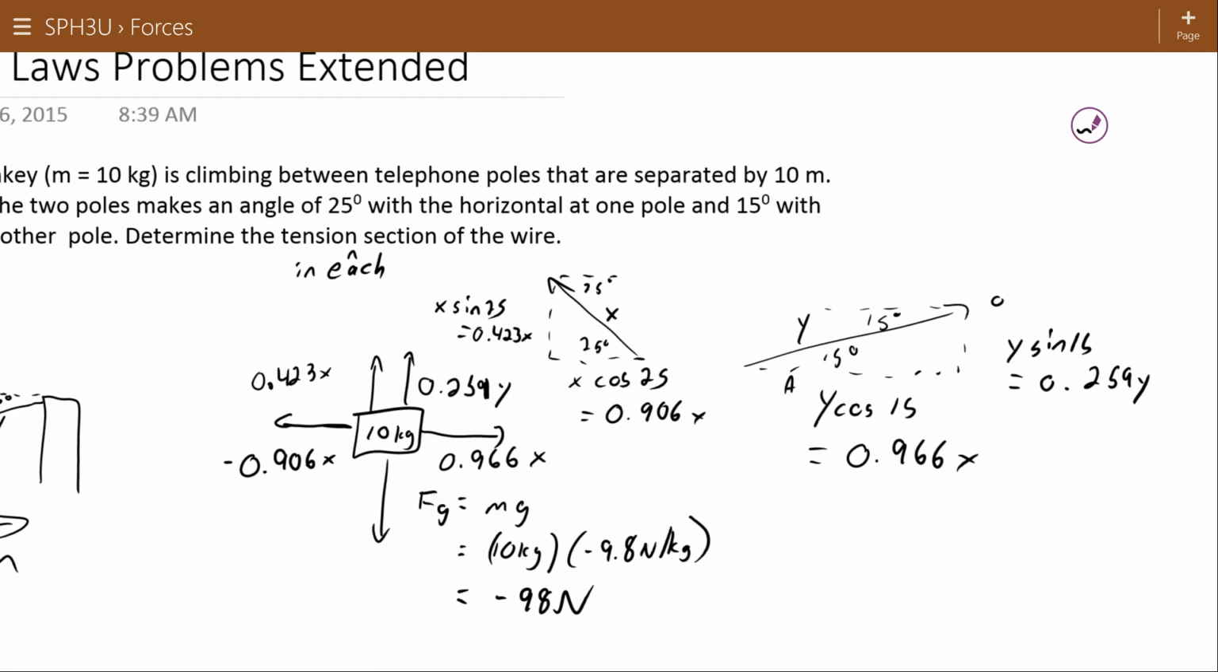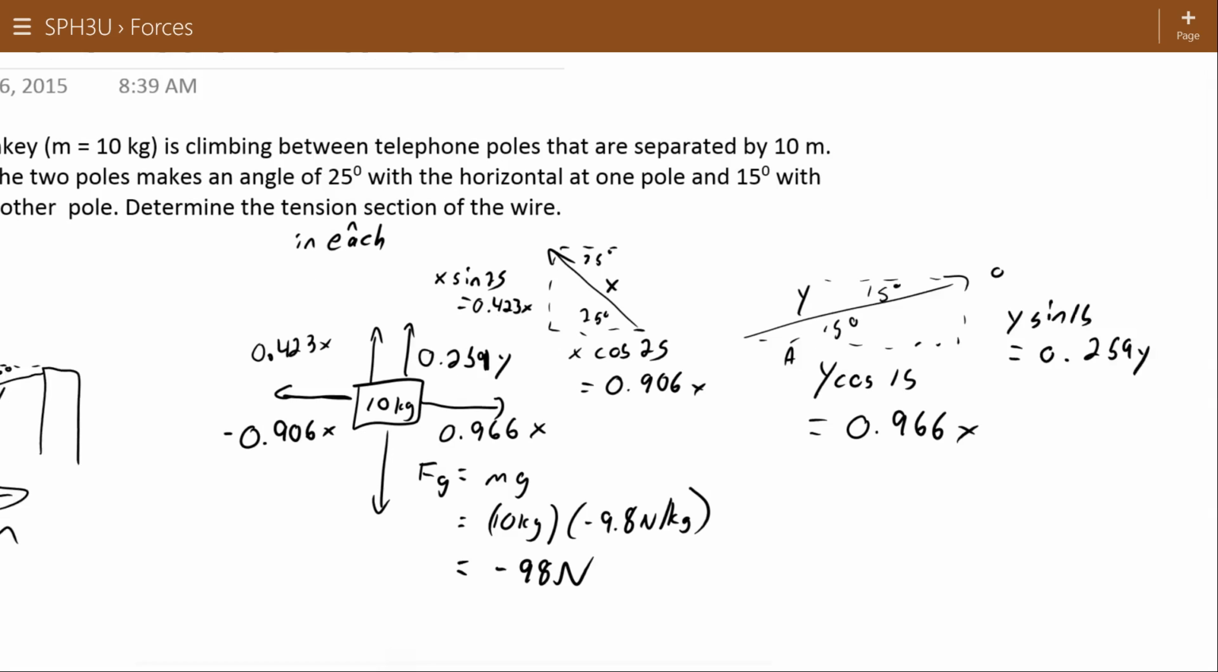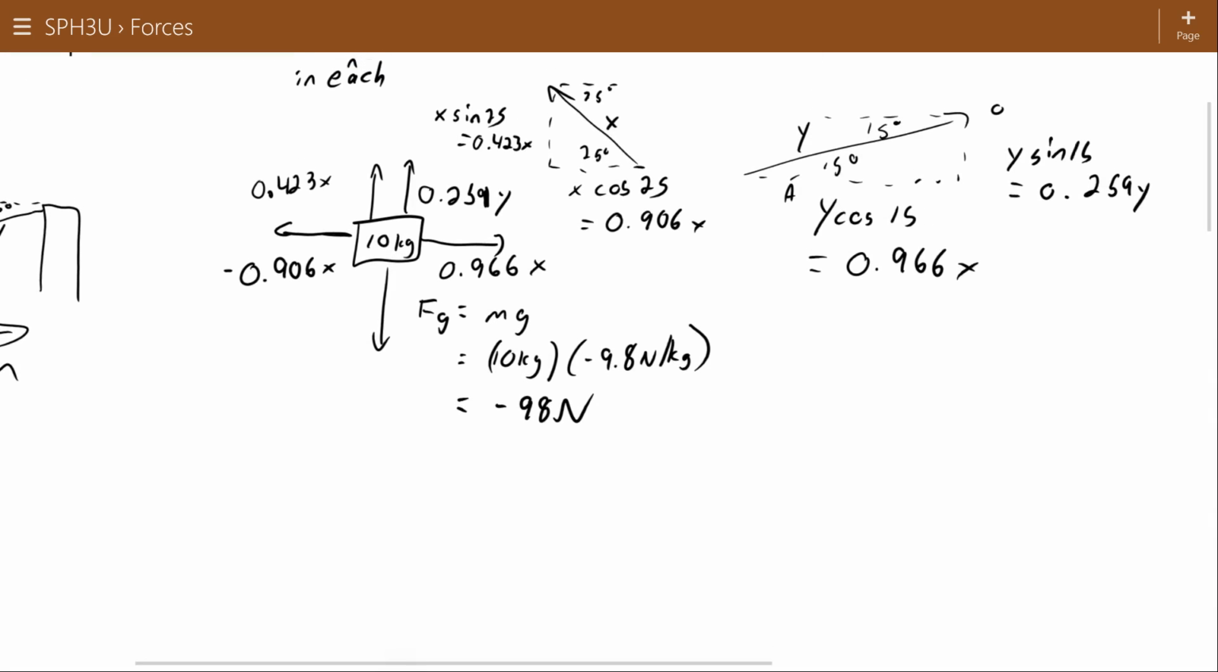But because those two angles aren't equal, it's not a symmetric problem. They won't be sharing the monkey's weight equally. One of the wires will get more of the monkey's weight than the other wire. So what we've done here is we've taken those two tensions, given them a variable name and broken them into components, and that's allowed us to come up with a free body diagram that shows what's going on in each direction separately.